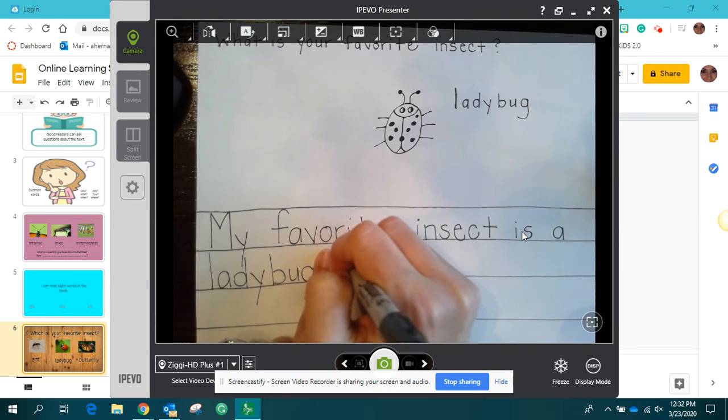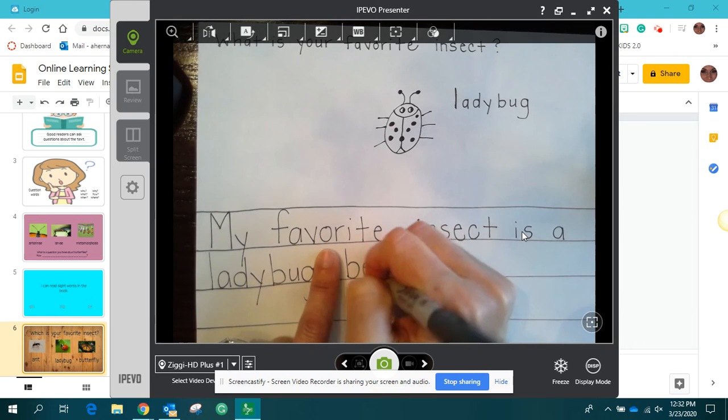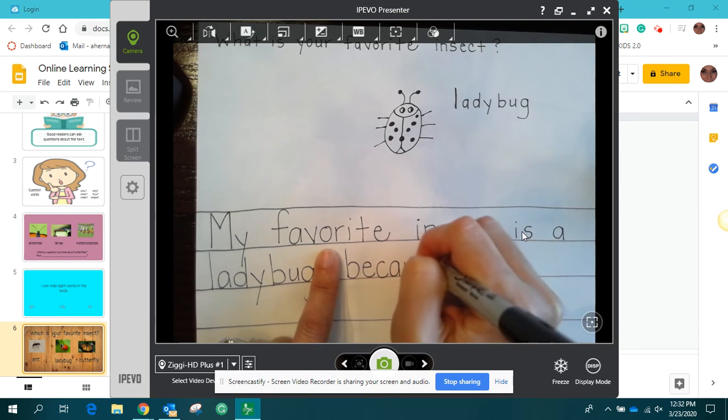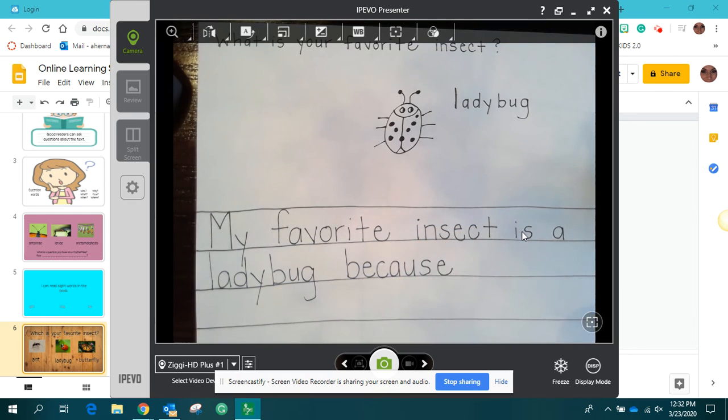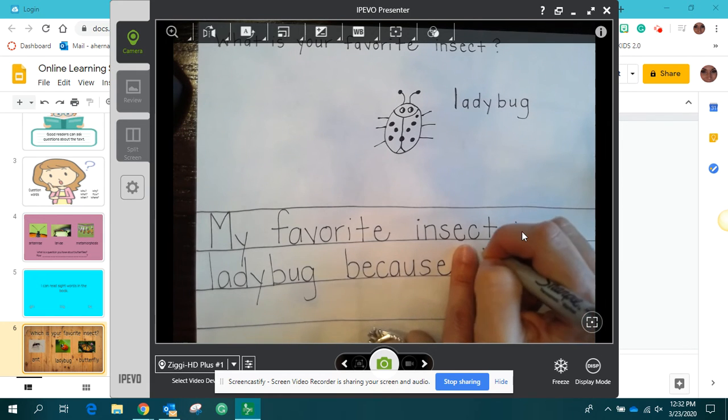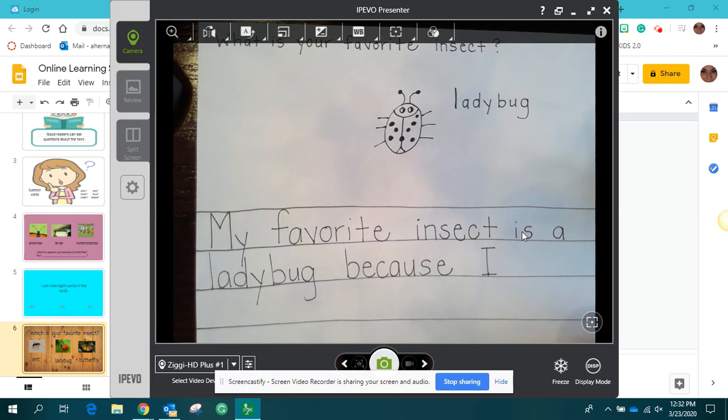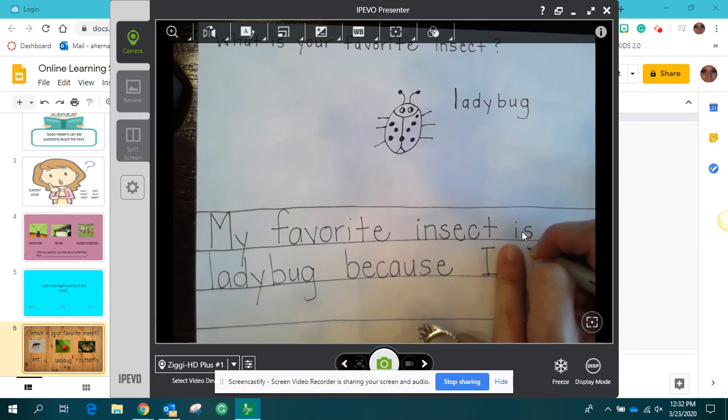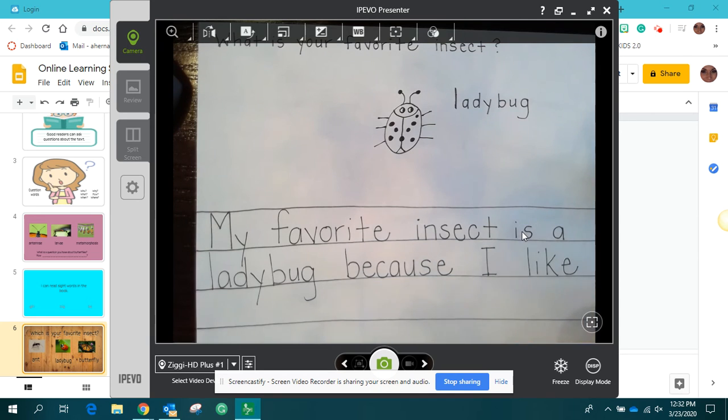because, and that's a power word, because I like red. When I is by itself, it's capitalized. I like, that's another power word. I like red. Red, period.